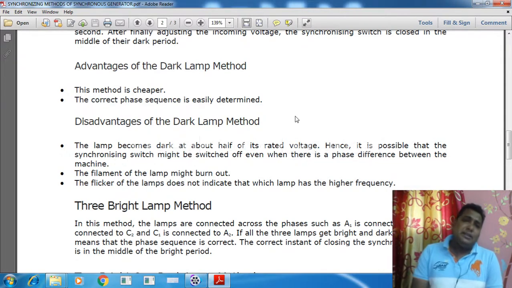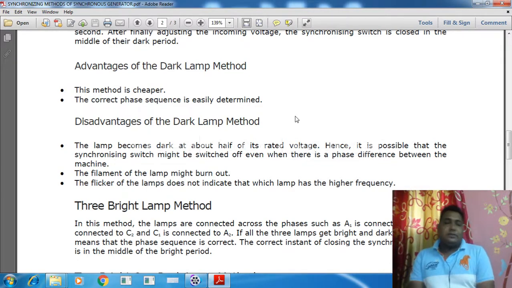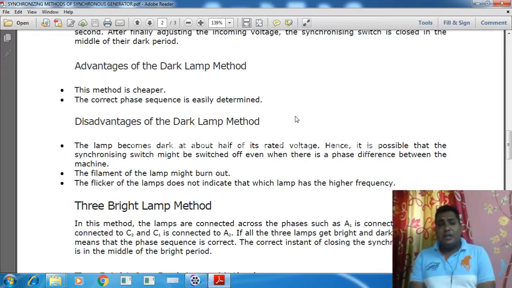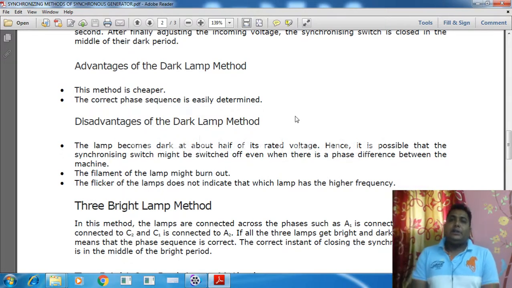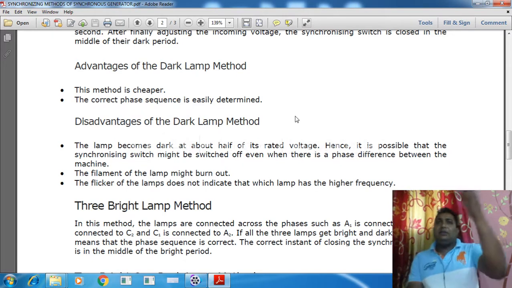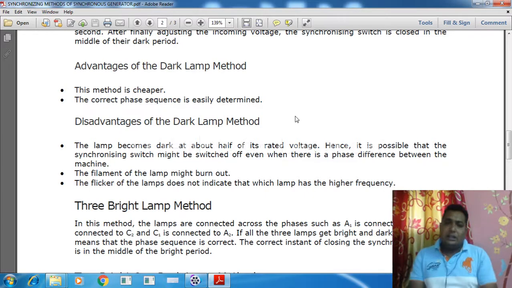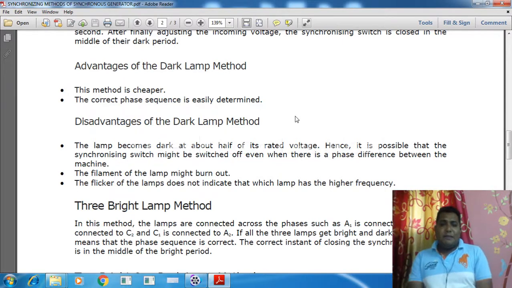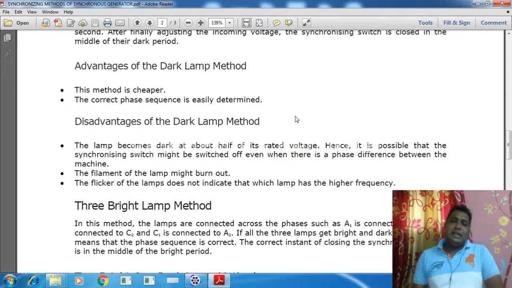Yes, it may happen that due to some extra current, short circuit current or any huge current, the filament burns. The flicker of the lamp does not indicate which one has the higher frequency. We cannot say whether the incoming alternator or the bus system, or whichever is connected with this incoming alternator, has the higher frequency. We cannot determine that. Okay, so these are the disadvantages.